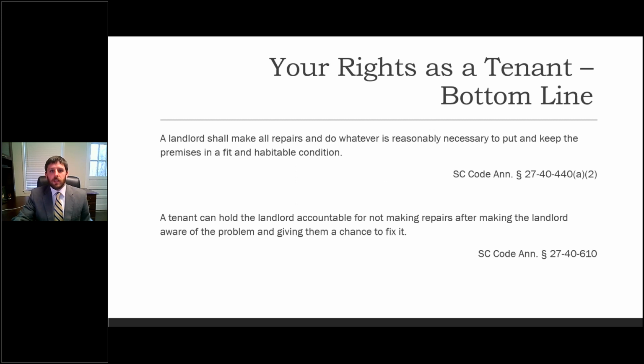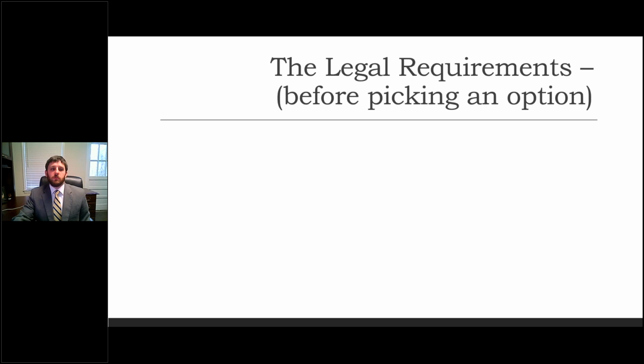basically, these two summarize what your rights are as a tenant. A landlord has to keep a property in a fit and habitable condition, and if they do not, you as a tenant can hold them accountable for it after making them aware and giving them a chance to fix it. So, as I mentioned earlier, you have two options. You can take your landlord to court, or you can break your lease and move out. But before you even choose an option, you have to follow the legal requirements.